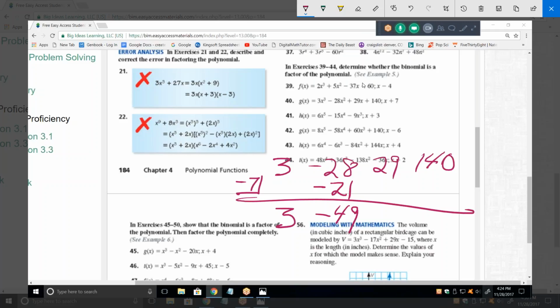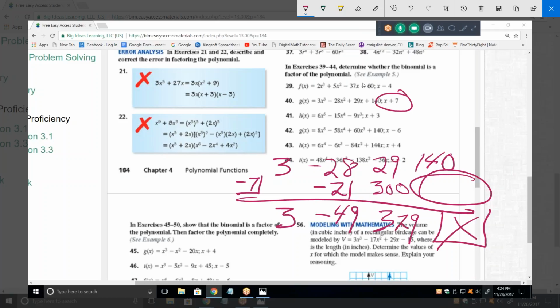Can you tell yet whether or not this is going to work? You don't always have to go to the end to know you're not going to get a zero over there. I don't have to bring out my calculator. I know this number is about 300. Now, if I add those together, I get 329. If I multiply it by 7, there's no way I'm getting minus 140 there. So that tells me that cannot be 0. So no, x plus 7 is not a factor of that quadratic.